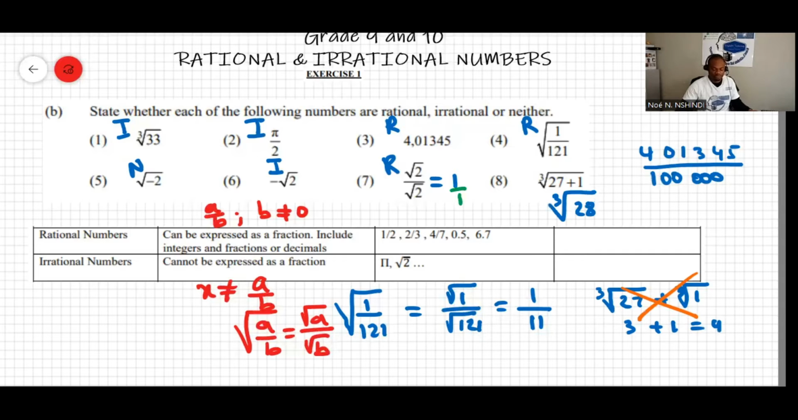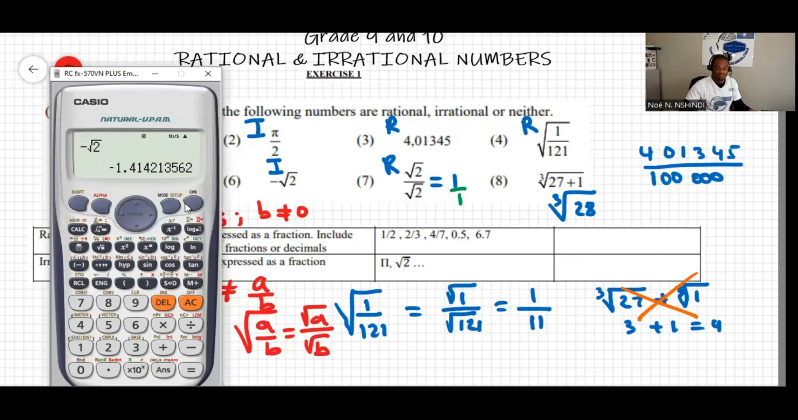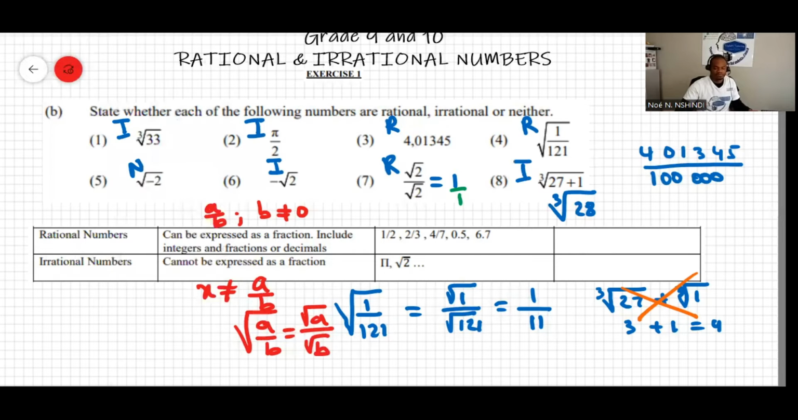And then the cube root of 28, is it rational or irrational? Let's check it out. I'll press shift, and then I press the radical sign there, the cube root of 28, and then when we hit equal, there is no pattern in this small part, so this is an irrational number.